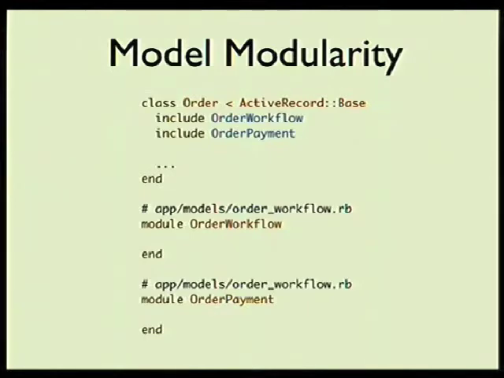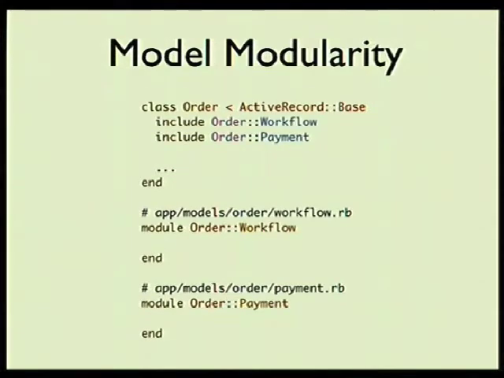So say you have an order and you've got a lot of stuff related to workflow, like a state machine maybe. And you might also have some payment processing related stuff in with that order. So I would break this up into two different modules, and then you can just include that in the class. And there's two ways of doing this. This is the first way, and this is just a straight up flat namespace, where you might just start with order and call it workflow.